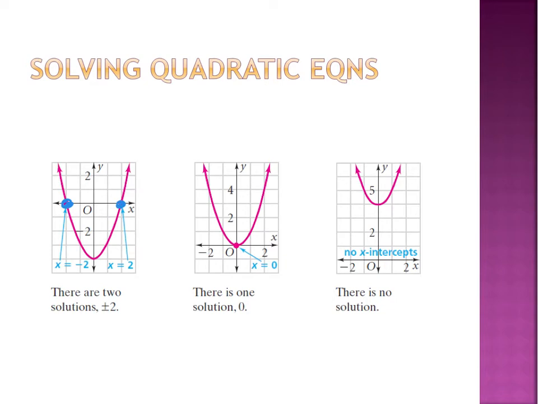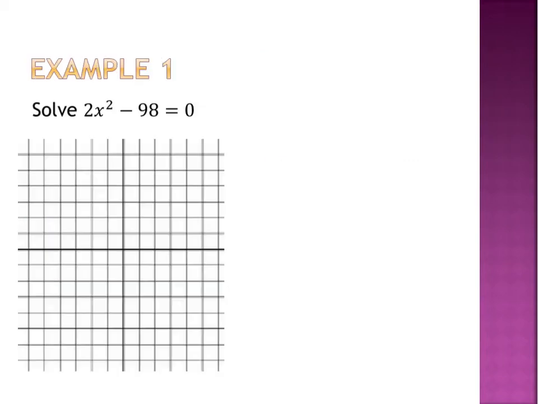When we have one solution, the vertex of our parabola is sitting right on that x-axis. And then when we have no intercepts, all that means is that our graph is not going to cross the x-axis anywhere. So again, two solutions means we have two x-intercepts. One solution means that the vertex is sitting right on that x-axis, and no solution means that we have nothing that crosses our x-axis.